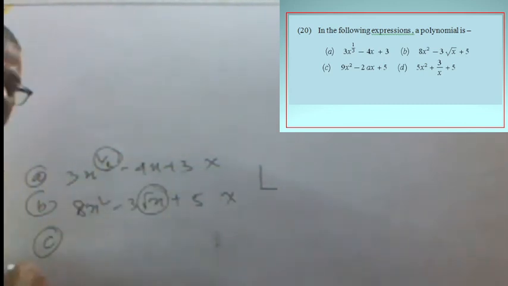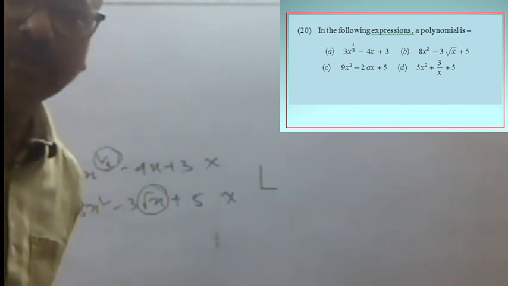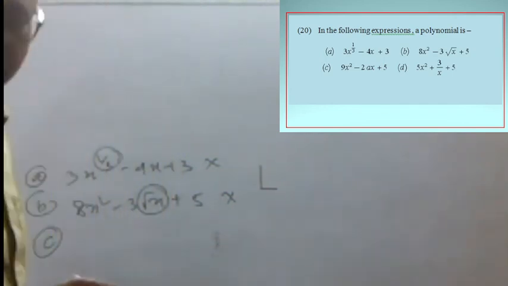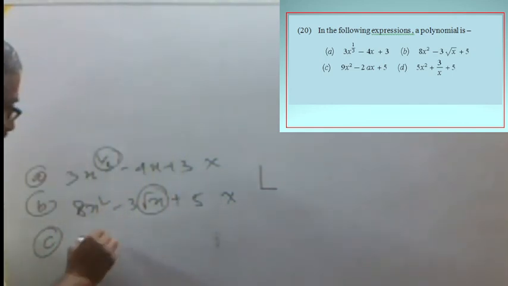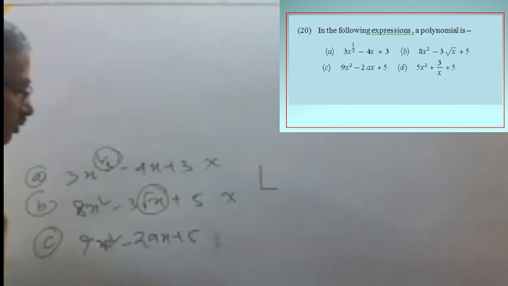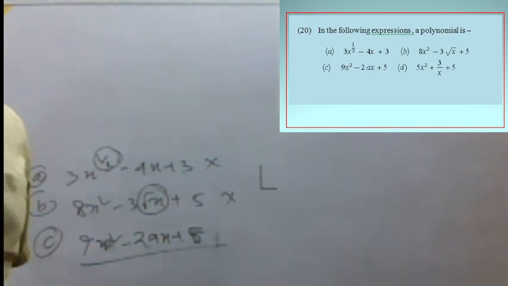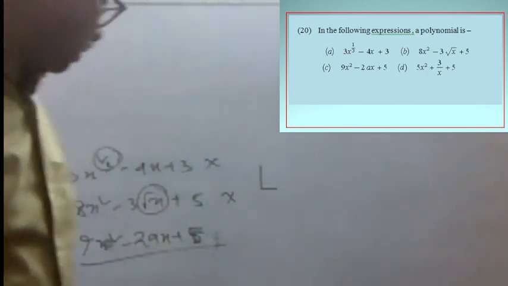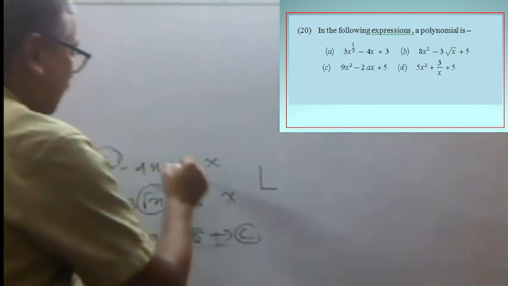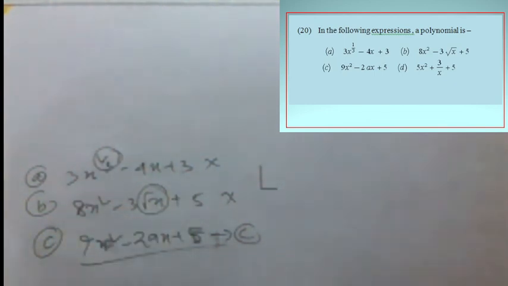Now option C is given, 9x square minus 2ax plus 5. So all the conditions are satisfied, so this is a polynomial. 9x square minus 2ax plus 5 is a polynomial. So option C is the correct option. A is not a polynomial, B is not a polynomial, so C is a polynomial, so no need to check D.